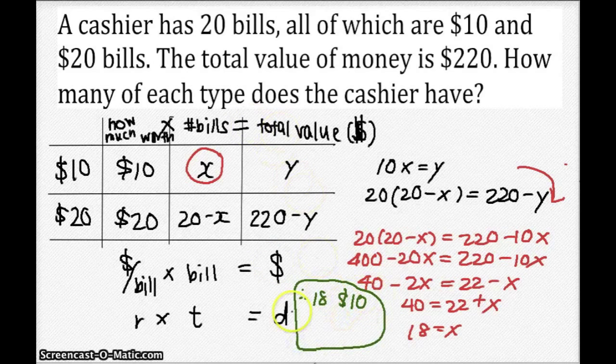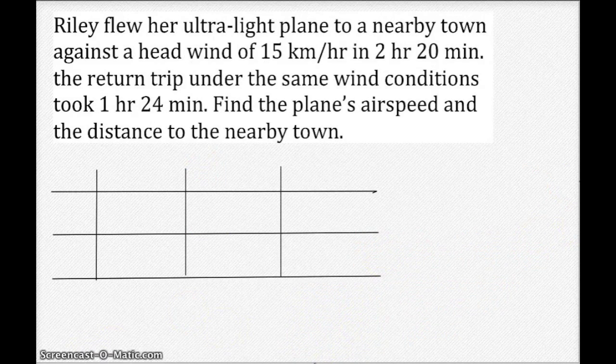And if there are a total of 20 bills, then this value, 20 minus 18, must be 2. So it's two $20 bills. So that would be the answer. Okay, moving on to the next question.